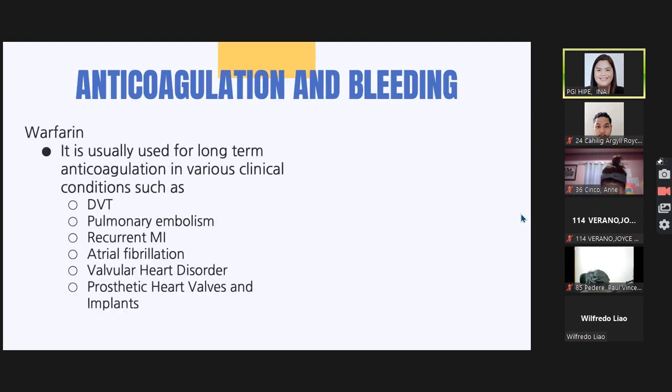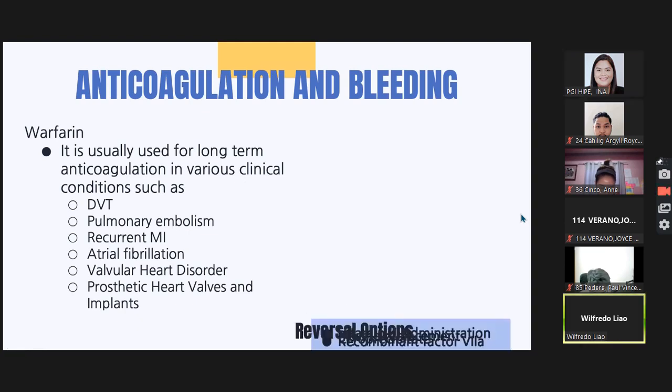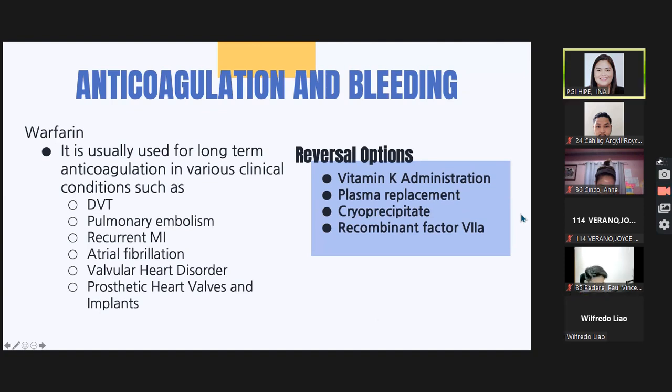So we go now to anticoagulation and bleeding. We are all familiar with warfarin. It is usually used for long-term anticoagulation in various clinical conditions such as DVT or deep vein thrombosis, pulmonary embolism, recurrent MI, atrial fibrillation, valvular heart disorders, prosthetic heart valves, and implants. The problem with warfarin, although it is very cheap, is that we need to have constant monitoring of your prothrombin time.